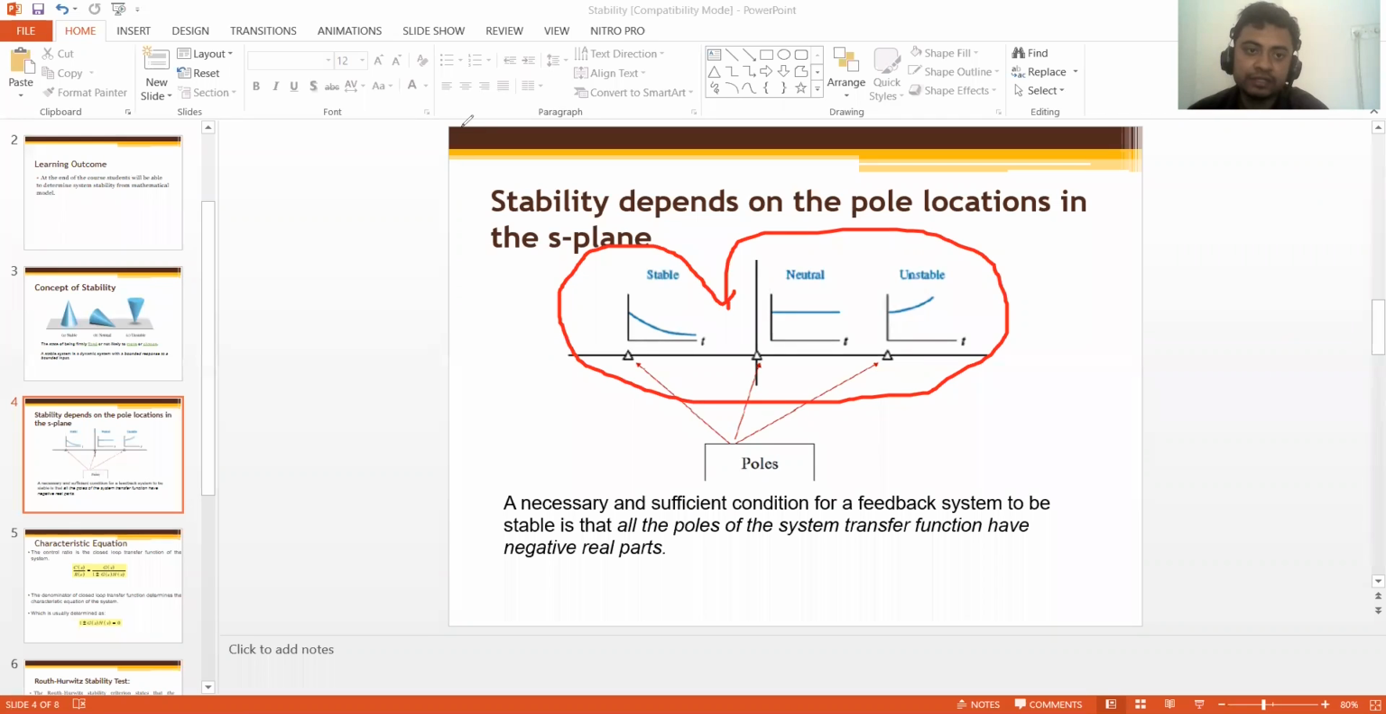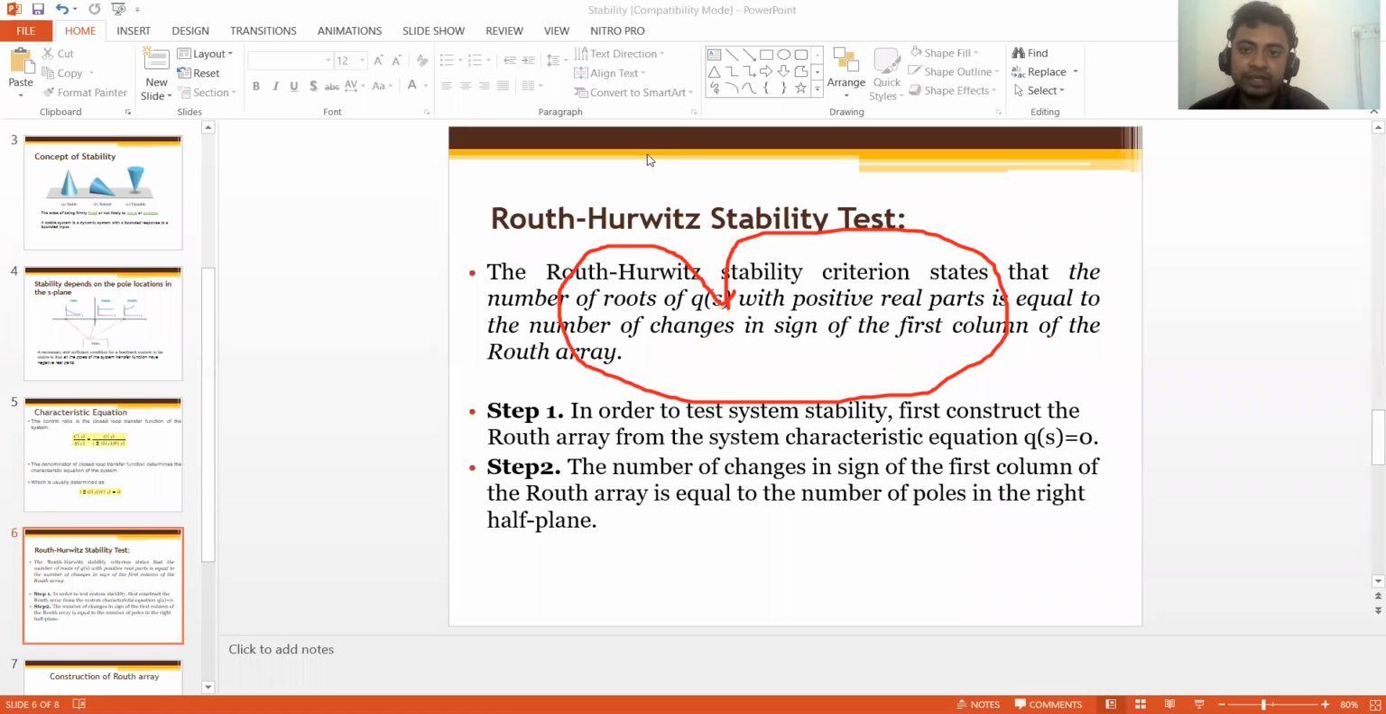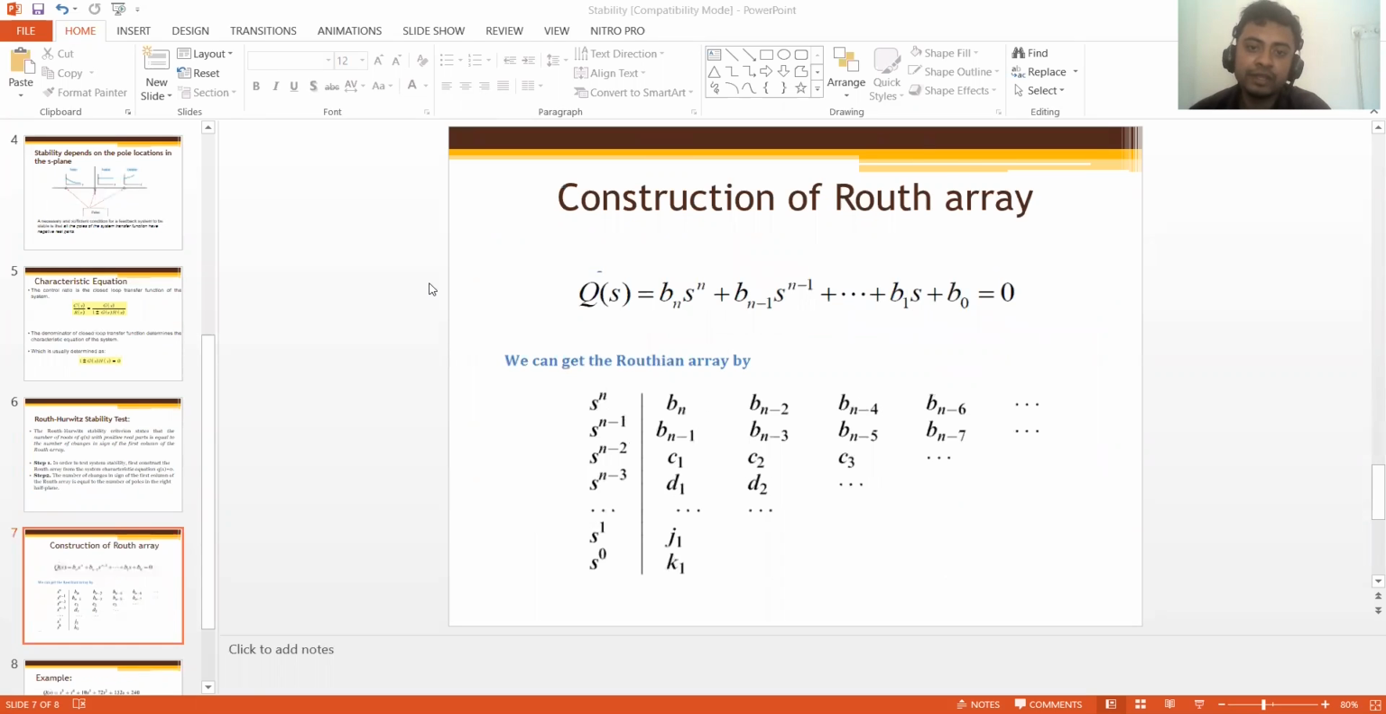So let's see how this is actually formed. This can be found by the Routh-Hurwitz stability criteria test. For doing this we have two steps. Step number one is, in order to test system stability, first construct the Routh array from the system characteristic equation. The system characteristic equation is found from the closed loop transfer function, and it is given by this formula.